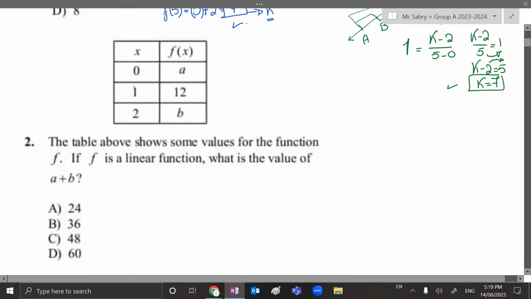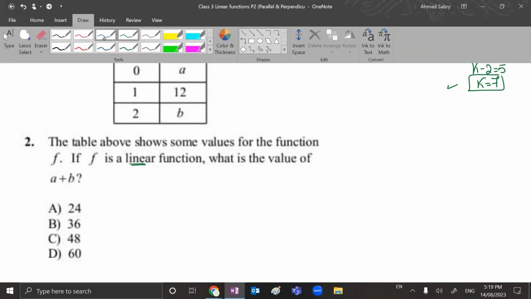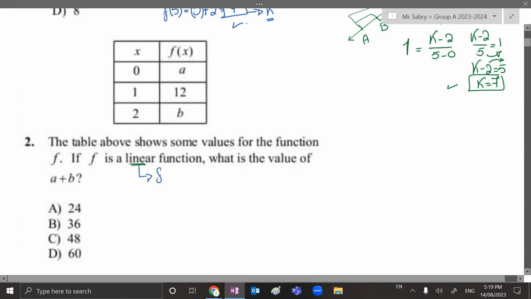It gave you a table of x and f of x, and it told you already that f is a linear function. And we said whenever we see the word linear, we think about the slope. So let's start and get the slope using any 2 points. For example, let's use these 2. We're going to say that 12 minus a over 1 minus 0 is the slope of the first 2 points. That should be equal to the slope of the second with the third, so it must be equal to b minus 12 over 2 minus 1.